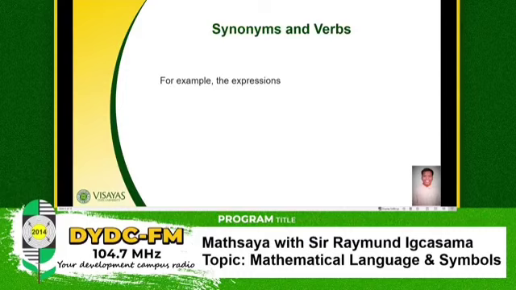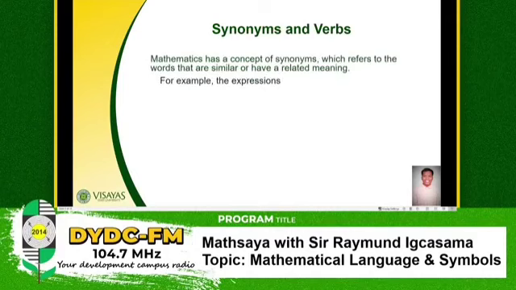Now let's proceed to synonyms and verbs. These terms, synonyms and verbs, are used in the English language, the same as in mathematics. Like in English, mathematics has a concept of synonyms, which refers to words that are similar. When we say synonyms, they most likely have the same meaning, or a related meaning. In mathematical language, this concept denotes the idea of the same object with different expressions.